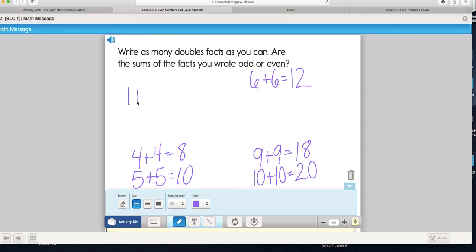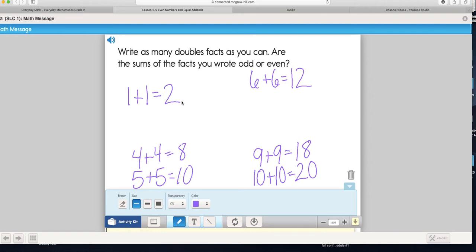1 plus 1 is a doubles fact. What is the answer to 1 plus 1? 2. 1 plus 1 equals 2 is a doubles fact. What's another doubles fact that we have that's missing, Logan? 11 plus 11 equals... Nope, we're not going any more past 10. Our doubles facts end at 10 plus 10 equals 20. So what's another doubles fact that we have, Alina?